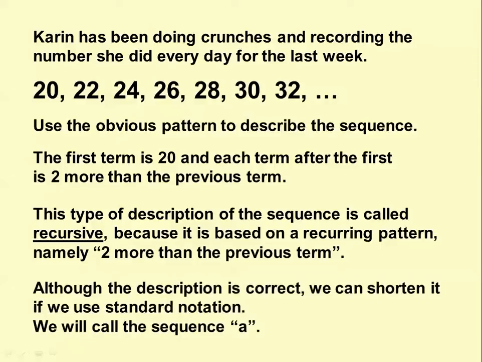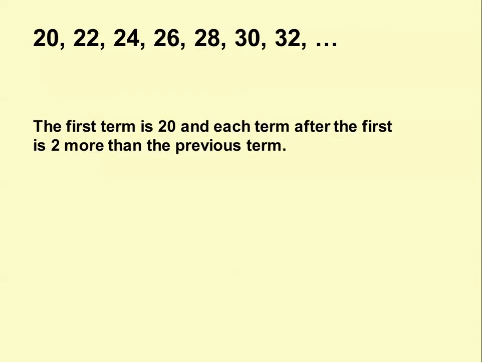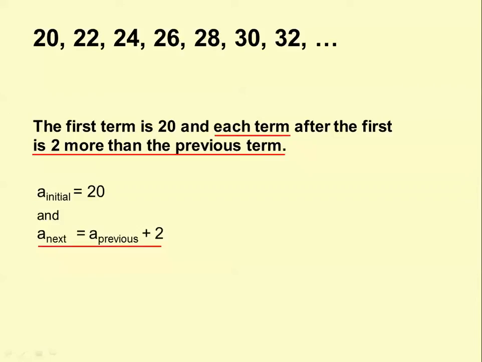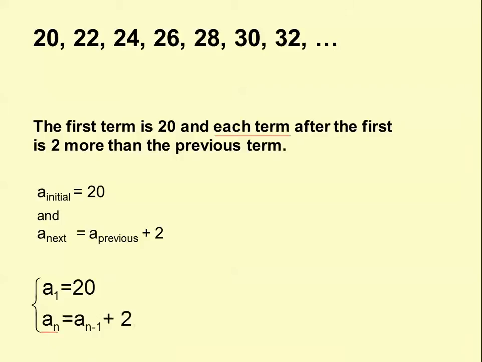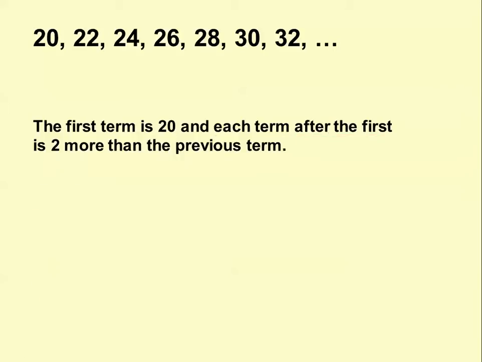Although the description is correct, we can shorten it if we use standard notation. We will call this sequence A. So to get the big picture, at the top we have words, in the middle we have this sort of transition notation, and at the bottom we have standard recursive notation. So the first term is 20 and each term after the first is 2 more than the previous term.